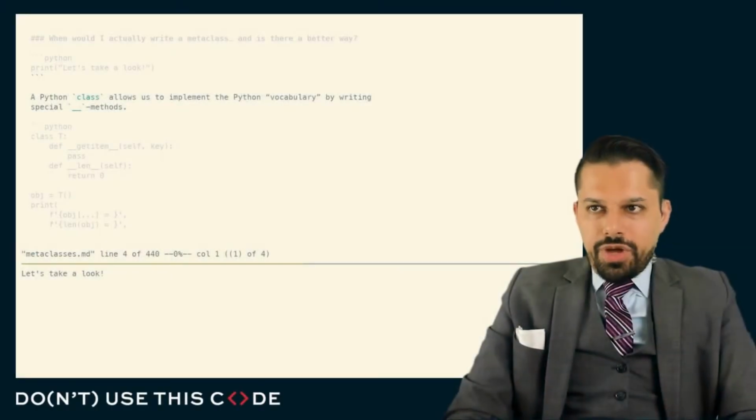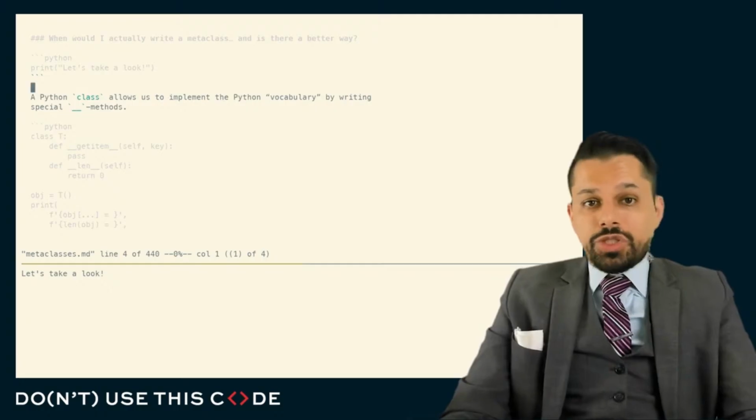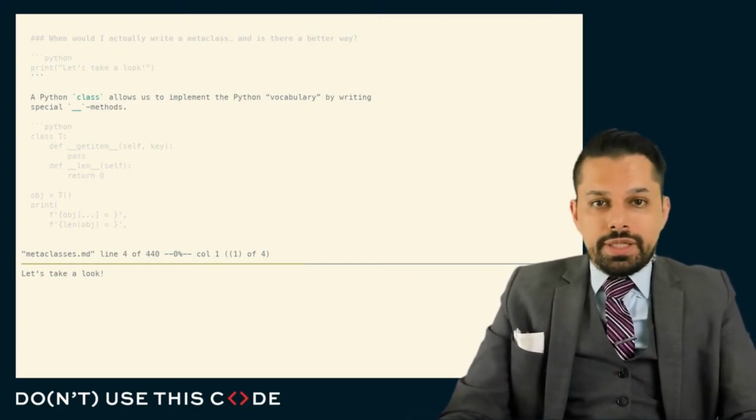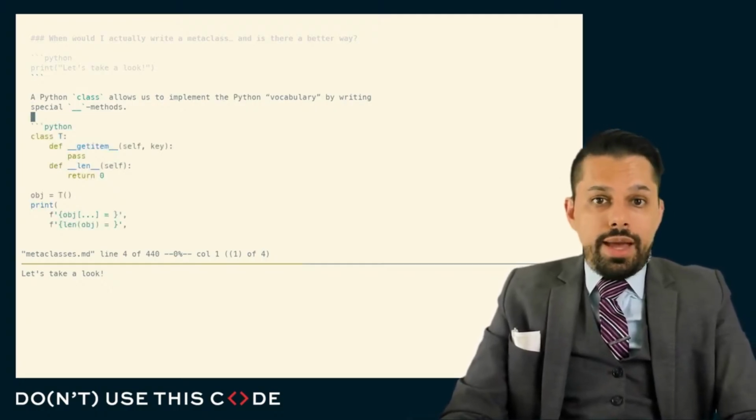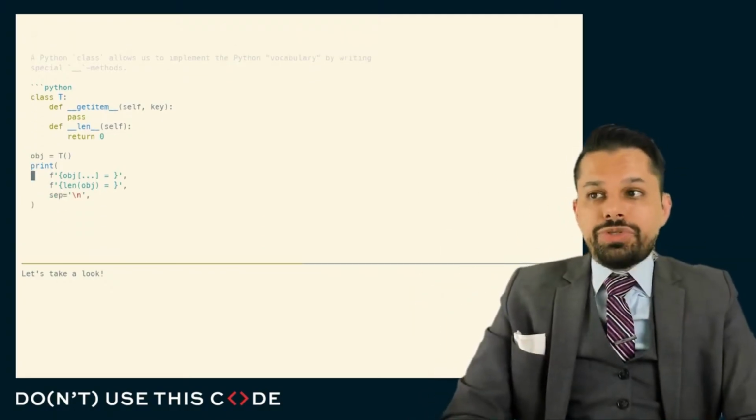Let's talk about metaclasses. When would you actually write a metaclass, and are there better approaches than metaclasses? Let's take a look. Remember that a Python class is how we implement the Python vocabulary. We implement special underscore methods, and those underscore methods allow us to be responsive to aspects of the Python vocabulary like the square bracket syntax or the built-in len function.